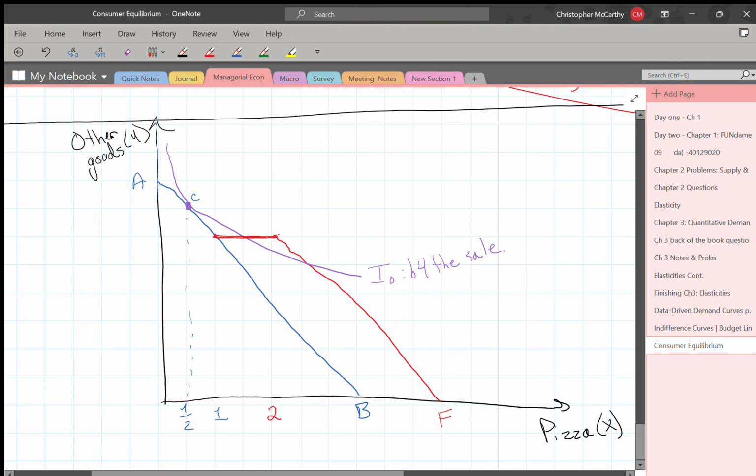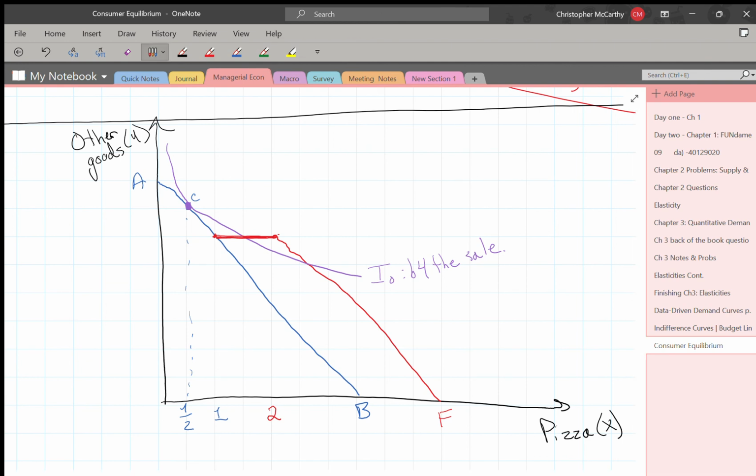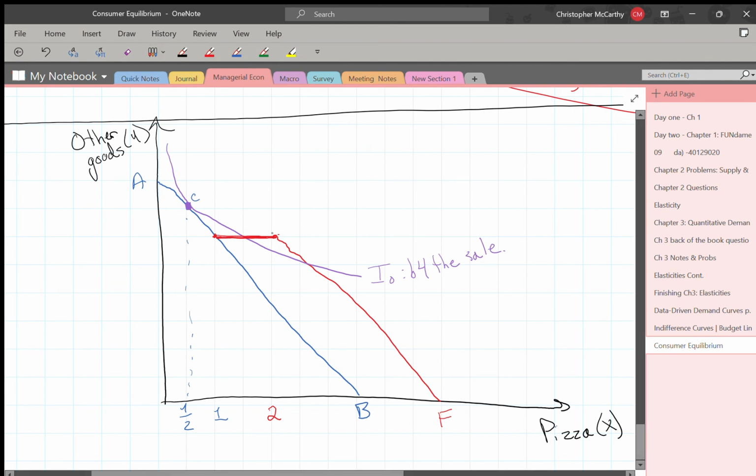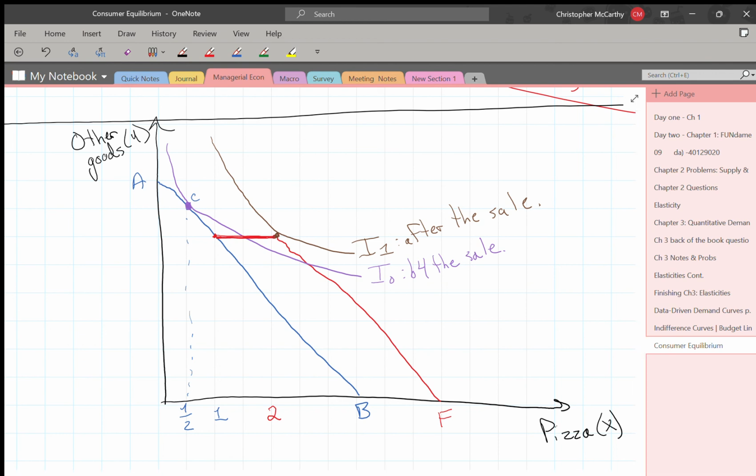But as a result of this sale, we're able to get on a new indifference curve that's on this furthest-most kink over here. Okay. And this is after the sale. So you have induced people to buy more pizza by getting them on a higher indifference curve given their existing budget constraints.